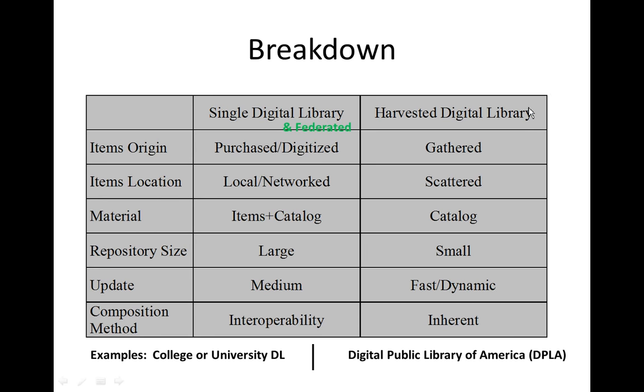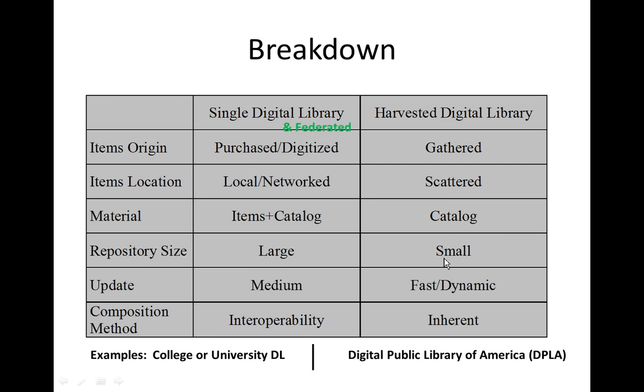For harvested digital libraries, look at some of the characteristics. Again, gathered or harvested I could put in there. The items or the digital libraries, they're scattered, so they're going to be disparate, geographically scattered, across the U.S. or across the world. You're really just looking at catalog material, again, metadata records that you're getting.